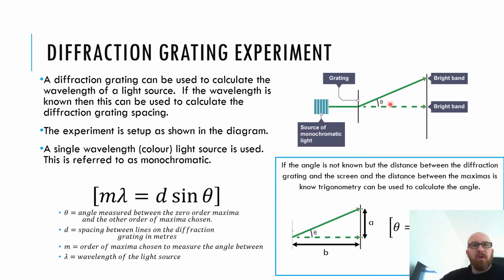Sometimes the angle is not given, but we are given the distances between the grating and the screen. That would be, in this example here, B, and also the distance between the zero order maximum and whatever order of maxima that we're interested in, and we do an inverse tan of that. It's just a right angle triangle, it's just trigonometry. Tan theta equals opposite over adjacent, and we can rearrange that to say theta is tan inverse of opposite over adjacent, or tan inverse of A over B.